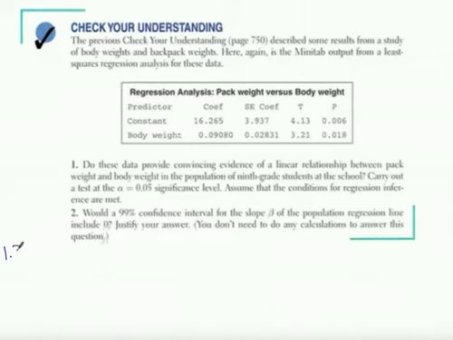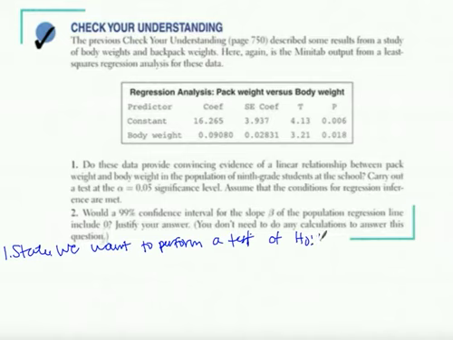For number 1, we need to start out with state. So let's state what we're actually doing. We want to perform a test of the null hypothesis where beta equals 0 versus the alternative hypothesis where beta does not equal 0.